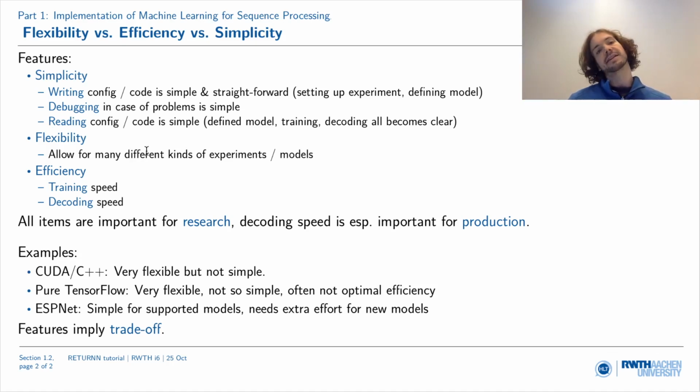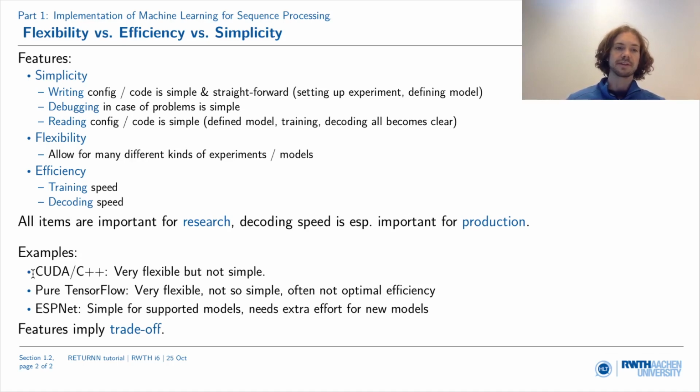Flexibility is that you can define many different kinds of experiments or models. And efficiency is that the speed, both training and decoding, is fast. So basically all these items are important for research, but decoding speed especially is mainly important for production.